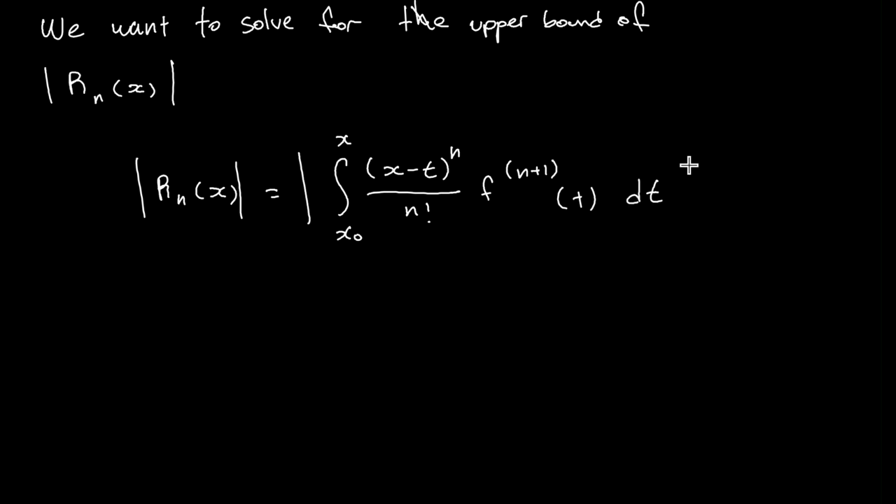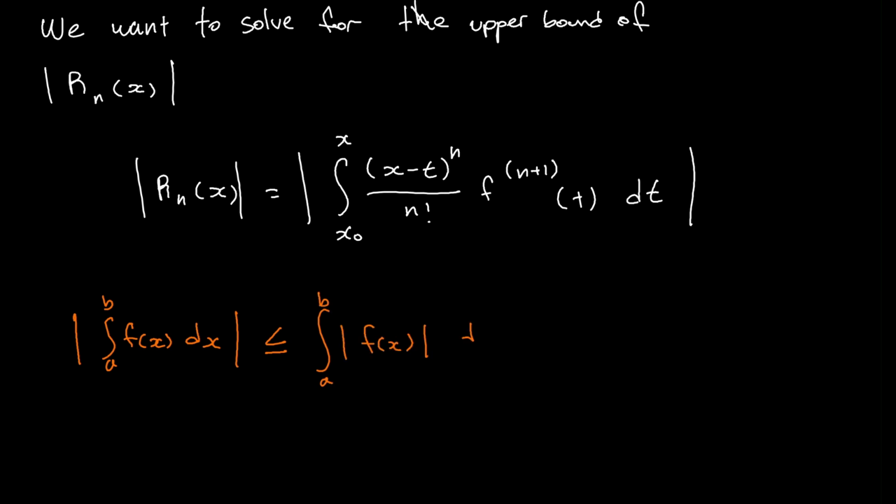There's one thing I have to mention here. It's kind of intuitive, but it states that the absolute value of the integral from a to b of f of x dx is always going to be less than or equal to the integral from a to b of the absolute value of f of x dx. Let me explain why this is intuitive.